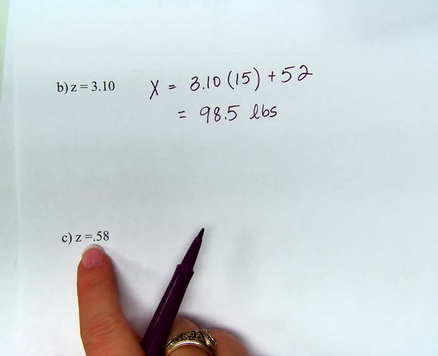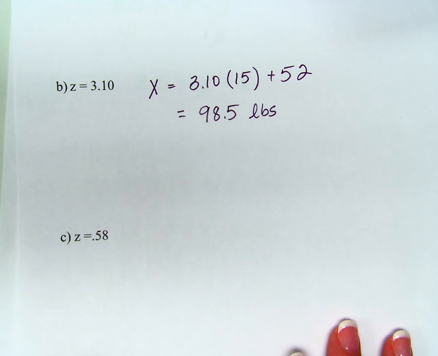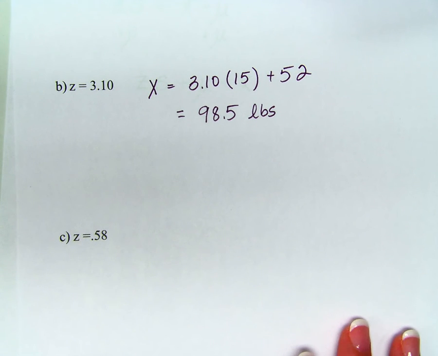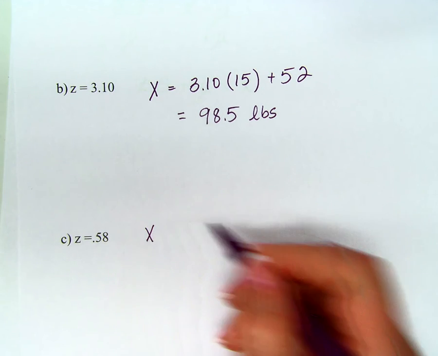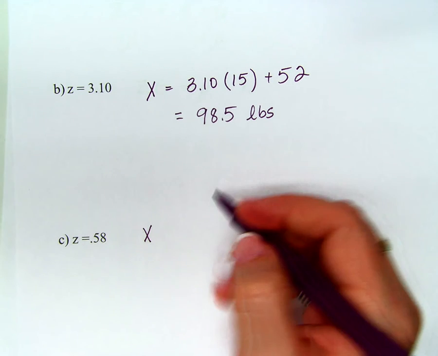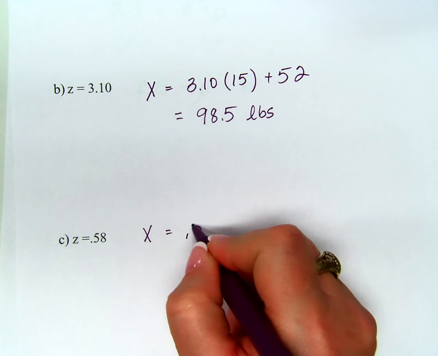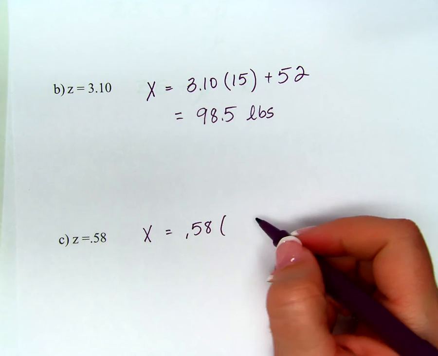What about if z is 0.58? What are you expecting? More than the mean because it's positive. A lot more than the mean? 7 or 8 pounds more than the mean?